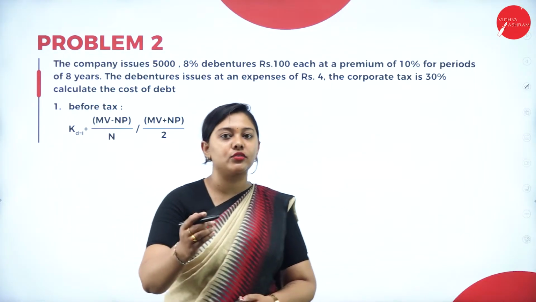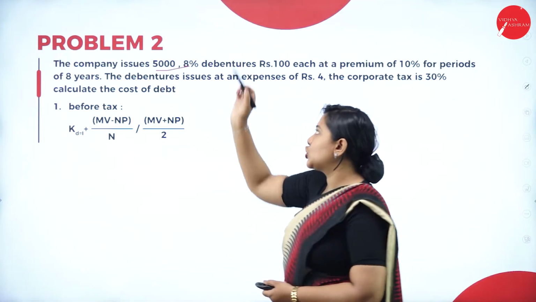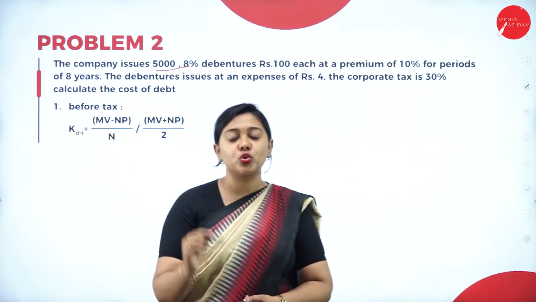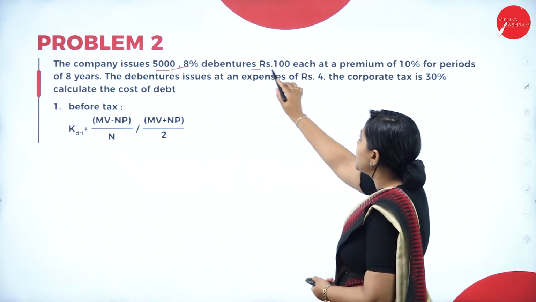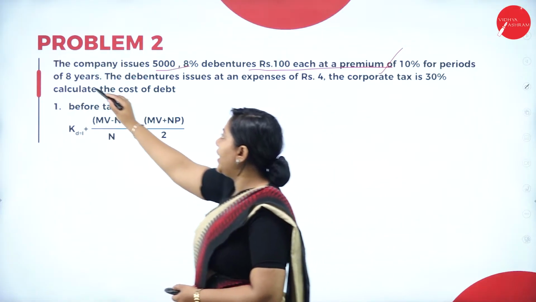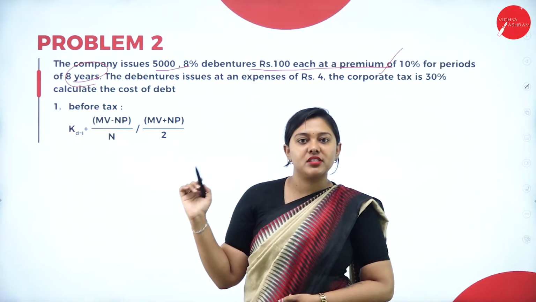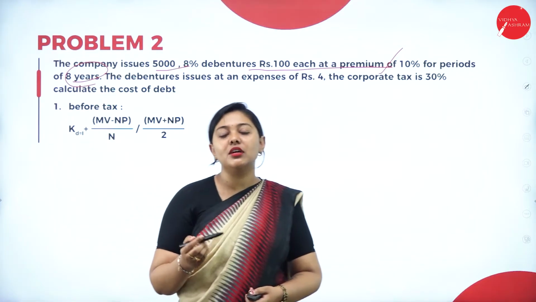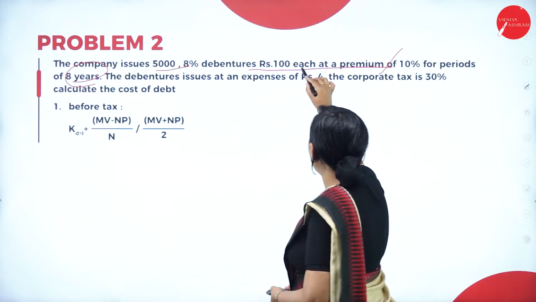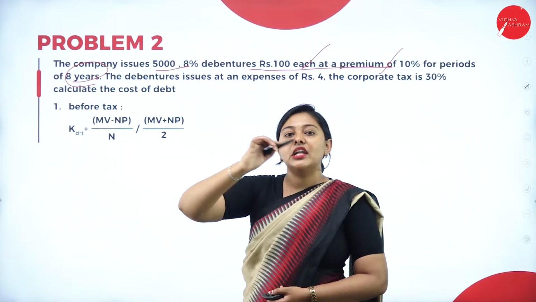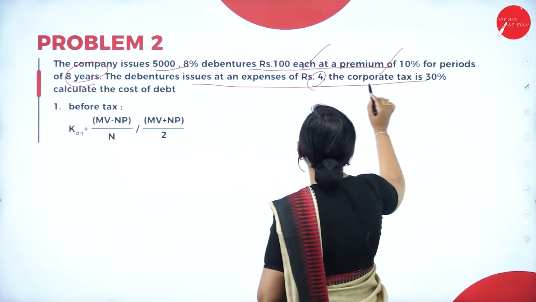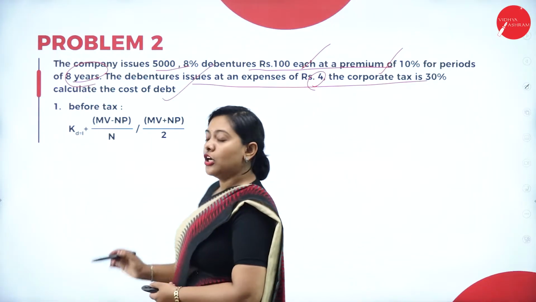Problem number 2. Let us read out the question. The company issues 5,000 8% debentures of rupees 100 each at a premium of 10% for a period of 8 years. So number of years is given, 8 years. So it is a redeemable problem. We are maturing the debenture after 8 years, and what will be the maturity value? It is 100 itself. So we are issuing at a premium, redeeming at par. The debenture is issued at an expense of rupees 4, the corporate tax is 30%, calculate the cost of debt.